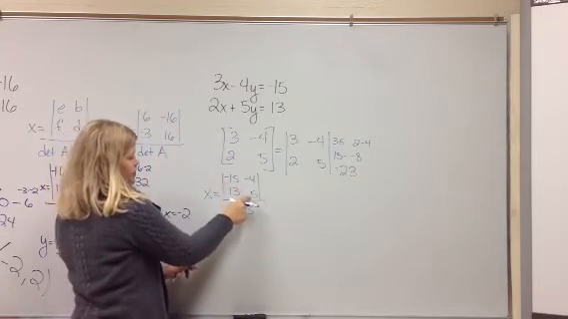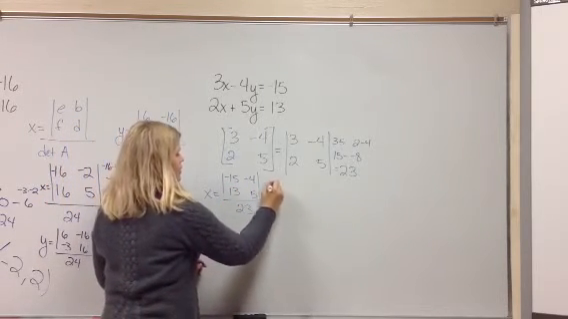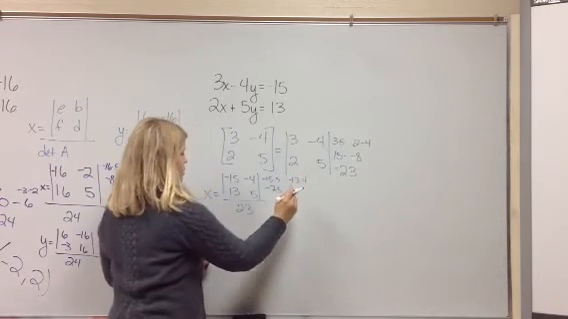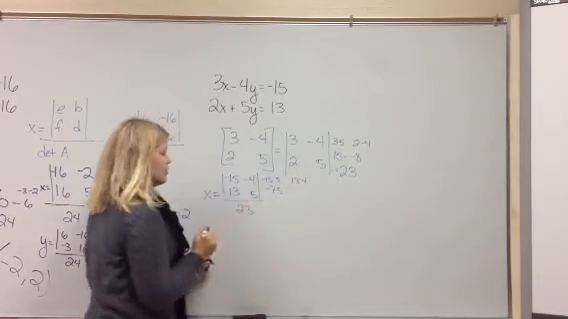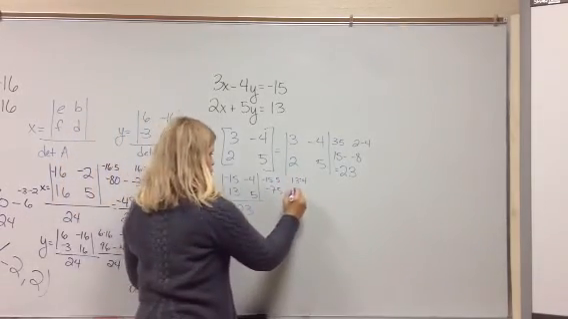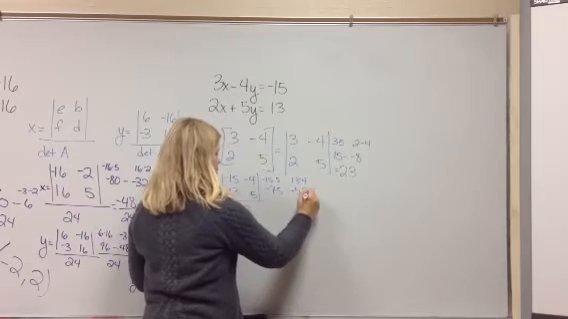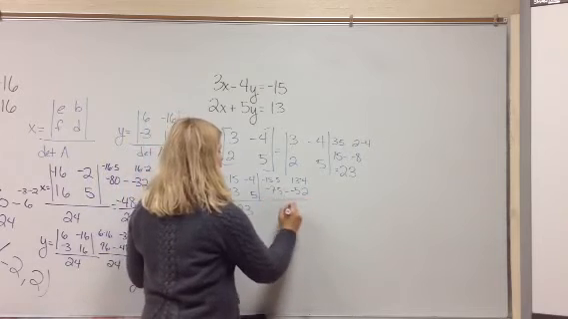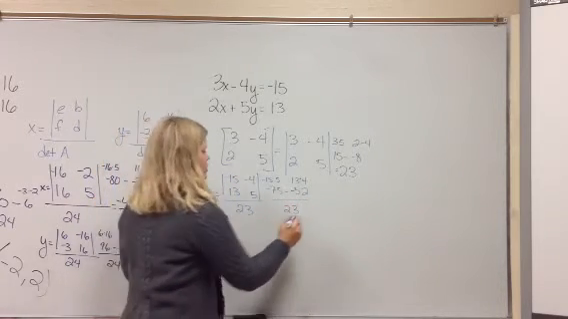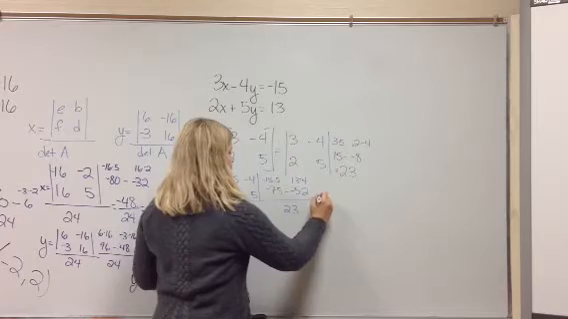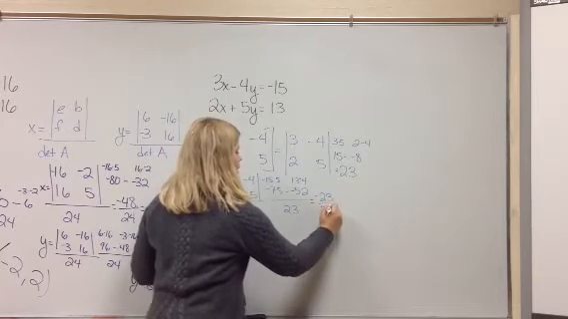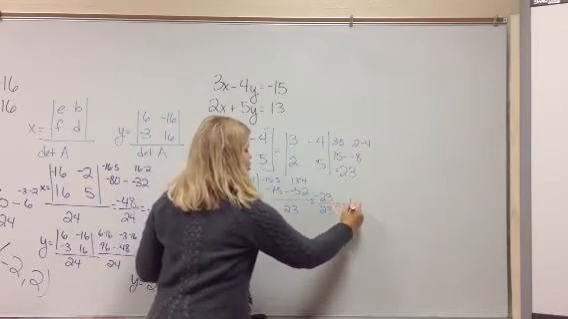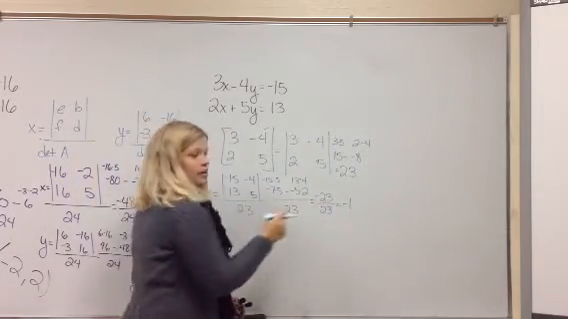Okay, so negative 15 times 5, that's negative 75. And then you've got 13 times negative 4, which gives you negative 52. So when you subtract between them, don't forget to do that, you get, let's see, oh, check this out. You get negative 23. And I told you wouldn't have a messy fraction. Negative divided by a positive is just negative 1. So x is negative 1.